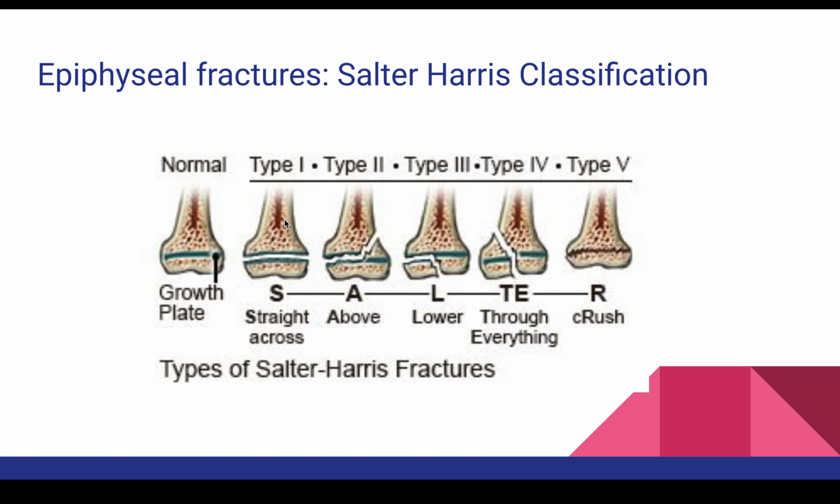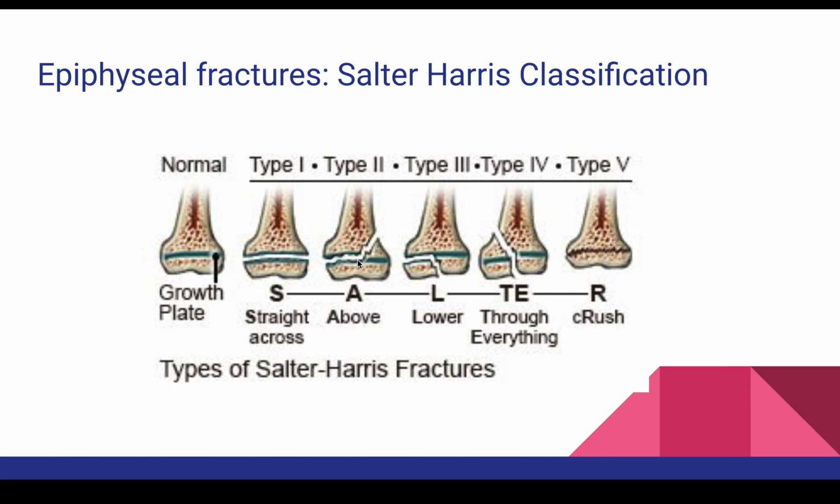What is S, type 1? Straight across, it's a transverse fracture, which is along the line of the physis, but as the growing zone, which is over here, is not injured, there is no growth disturbance. This is straight across. Once again, what does it mean to have straight across type 1? It means you have a straight across transverse fracture of the physis without disturbing the growth plate, therefore no growth disturbance. Then you have above.